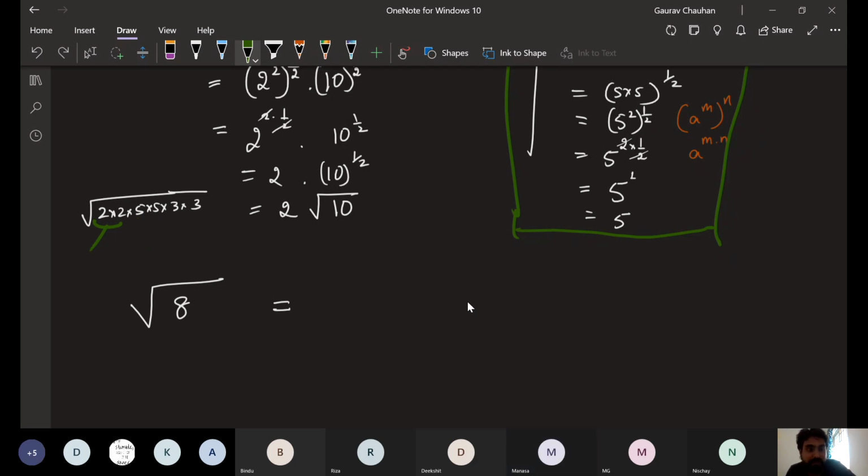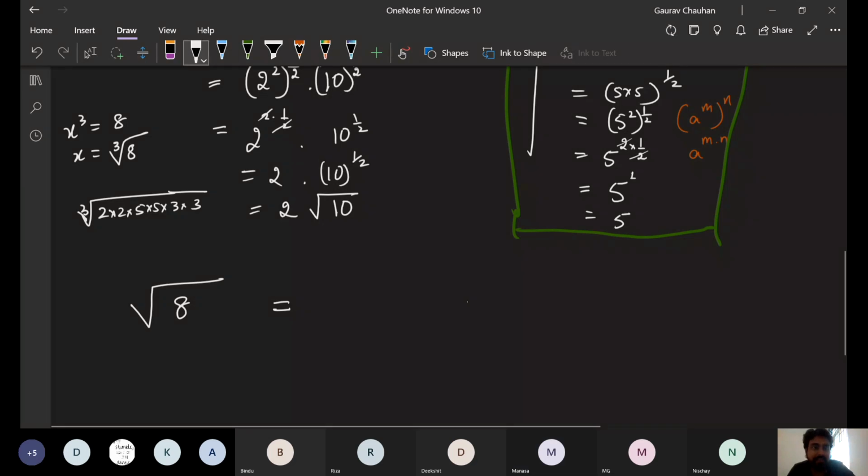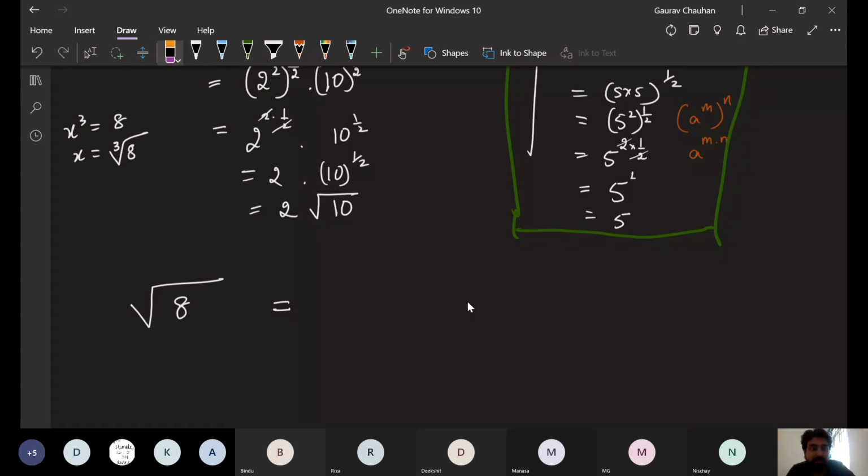But suppose I had cube root, that is, suppose I had a 3 written here. Where will it come from? X cube is equal to 8 means x is equal to cube root of 8. You get this concept? Yes. So in that case, what I would have actually done is I would have written cube root of 2, in 8 is 2 into 2 into 2.